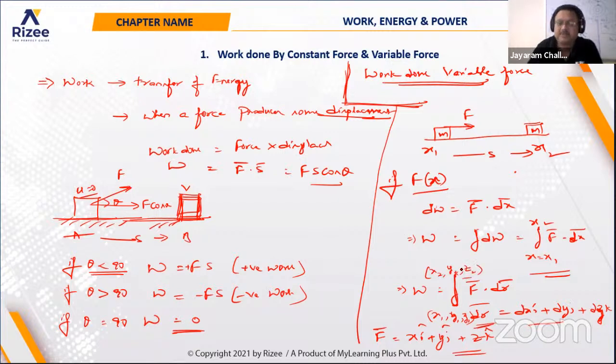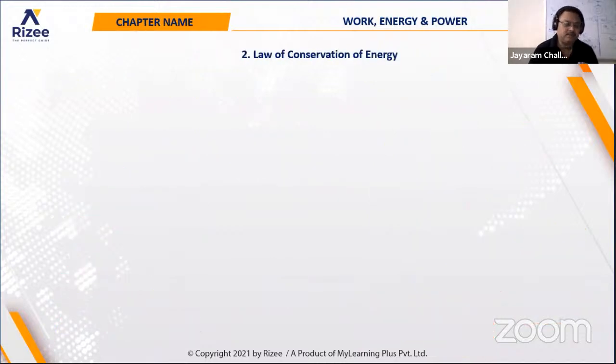So please be careful of this one. If it is a two-dimensional or three-dimensional case, you need to go for dr bar, where dr bar will be equal to dx i plus dy j plus dz k. So this is the case. Suppose I want to go for such an example in this case.